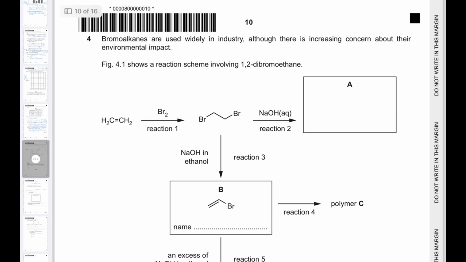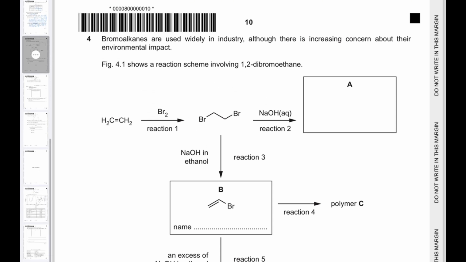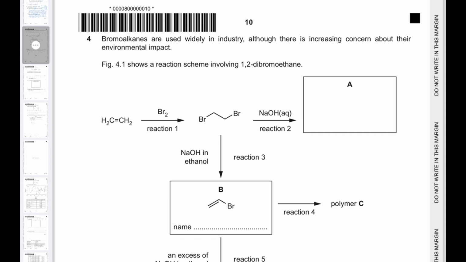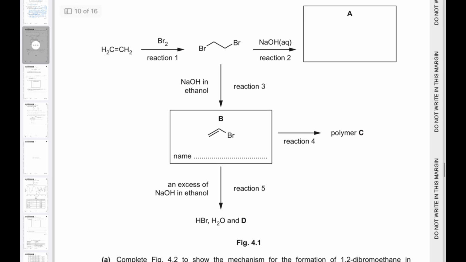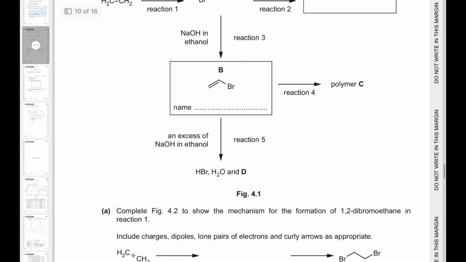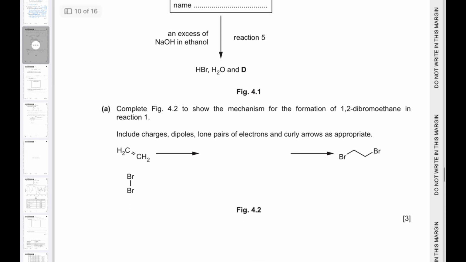Question 4. Bromoalkanes are used widely in industry, although there's increasing concern about their environmental impact. Figure 4.1 shows a reaction scheme involving 1,2-dibromoethane. Part A asks you to complete figure 4.2 to show the mechanism for the formation of 1,2-dibromoethane. In reaction 1, include charges, dipoles, lone pairs of electrons, and curly arrows as appropriate.